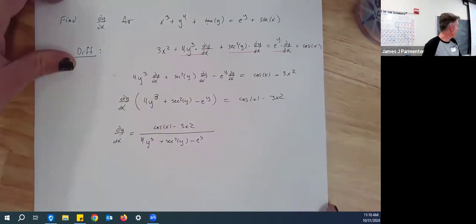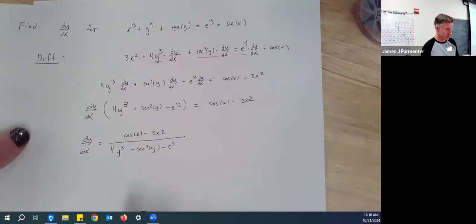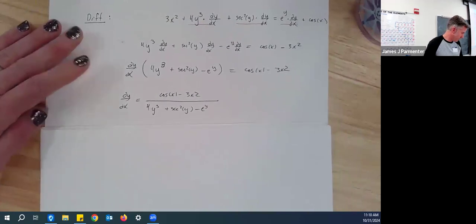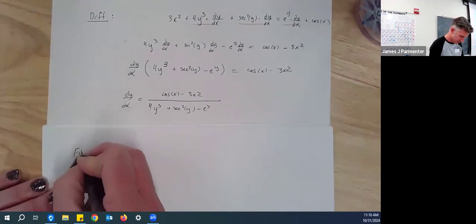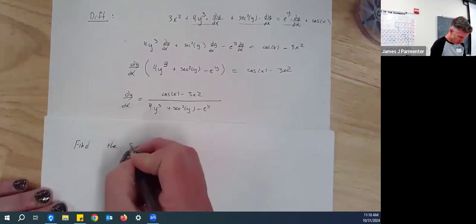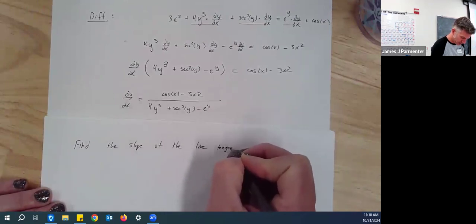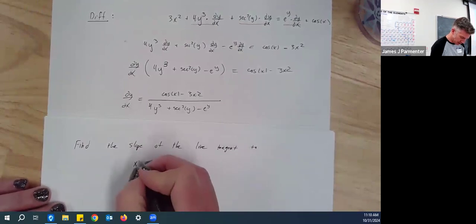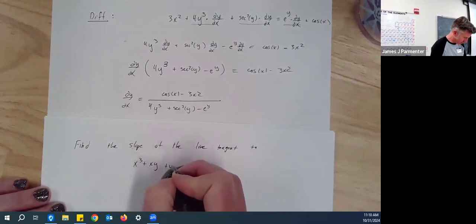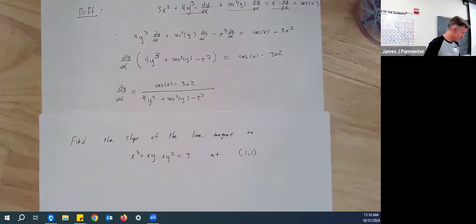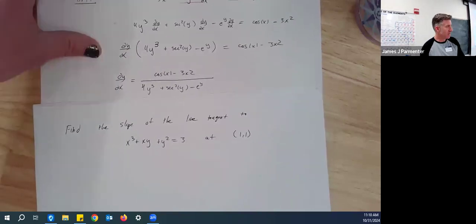Sure. So let's look at a slightly different problem. Well, same idea still. So let's say we wanted to find the slope of the line tangent to the equation x cubed plus xy plus y squared equal to 3 at the point 1, 1. Okay. I'm going to show you, do I want to do this both ways? Not really, but it might. So I'm going to show you the easy way first.